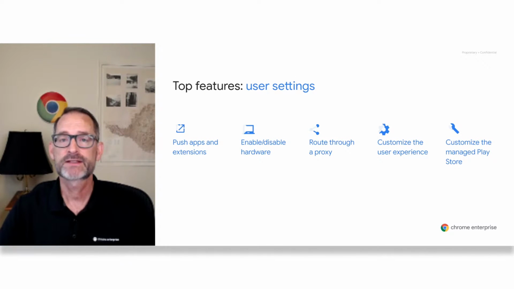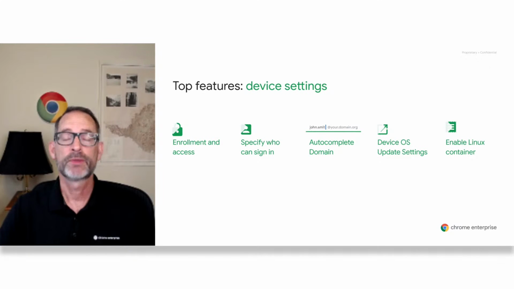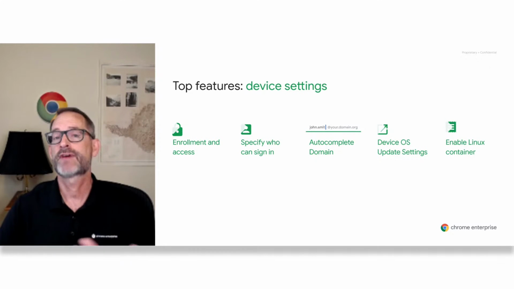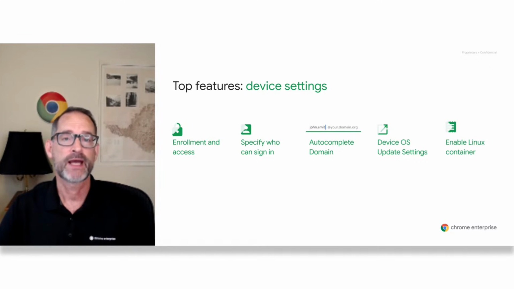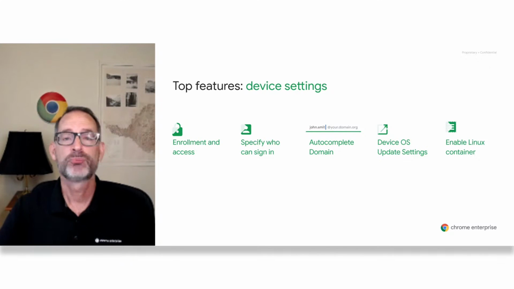Under device settings, some of the key settings: enrollment and access, to manage how the device is enrolled into your domain and what users can get access. You can specify who can sign into that device by the domain. You can even choose to autocomplete the domain as a convenience to make it easier for users to sign in. And importantly, you control how the device accepts OS updates from Google over time.